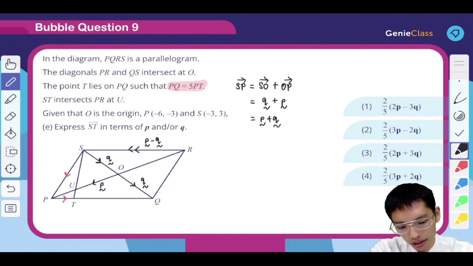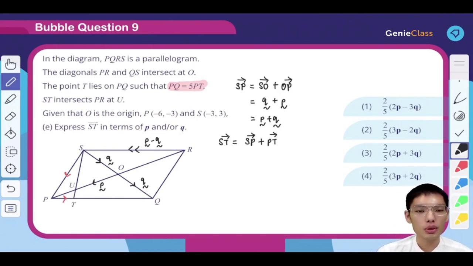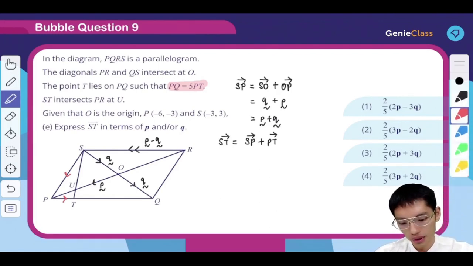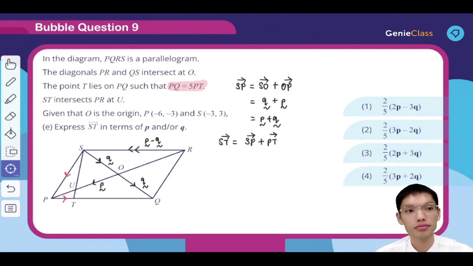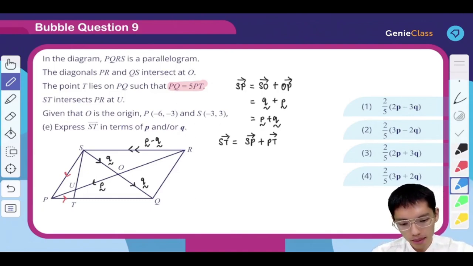Now from here, I want to get ST. So I have SP now. ST is none other than SP plus PT. But what do we have over here? Take note, I have PT, then I'm stuck. Look at the question, what do I have? I have this relation over here. So that's why I have to read the question and see what other relations you can get. If PQ is 5 of PT, I want to get PT. What can I say about PQ? PT is 1 over 5 of PQ.